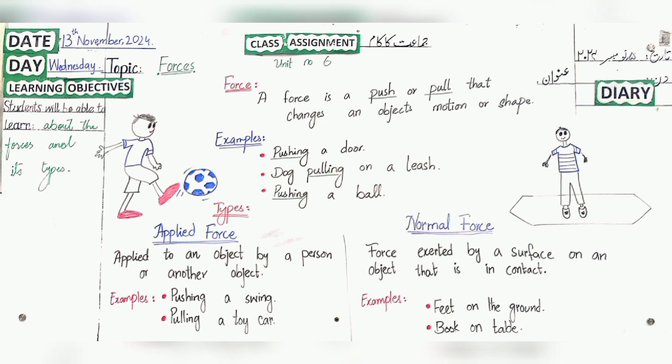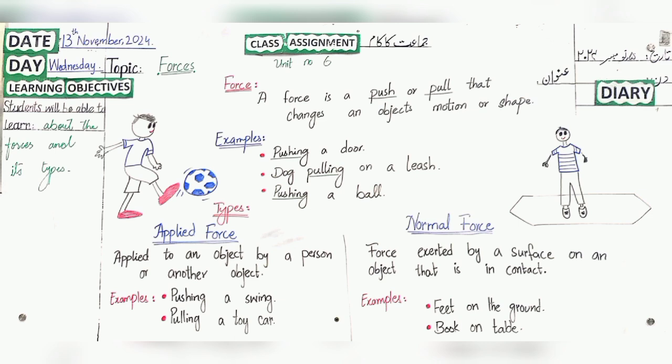Okay? So these examples are related to applied force. Now we will read about the normal force. A normal force is a force exerted by a surface on an object that is in contact. For example, feet on the ground and a book on a table.